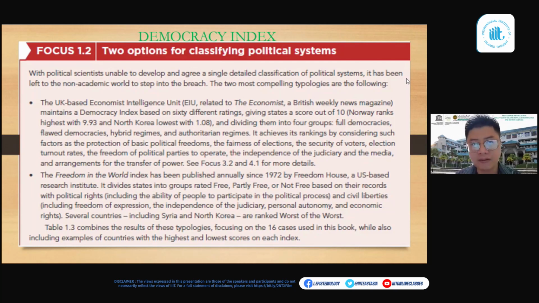So at the end of the day, how it functions is that we have EIU, another non-academic institution, more like a think tank, more like The Economist, the magazine. They do classifications based on the criteria below, on how they measure democratic level of a country. From here, if you can see my cursor, I'm moving around. They look at the protection of basic political freedom, the fairness of elections, security of voters, election turnout, freedom of political parties, independence of judiciary, media, and so on. So these are the criteria that they use.